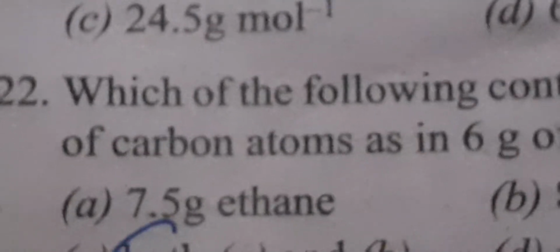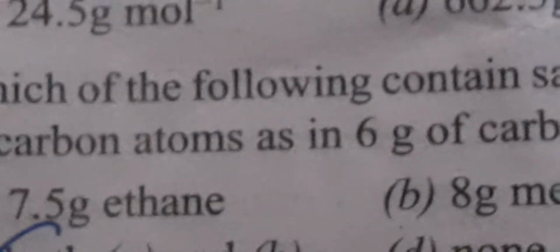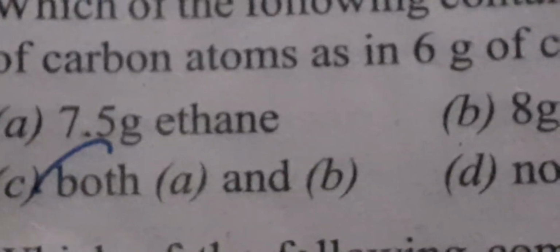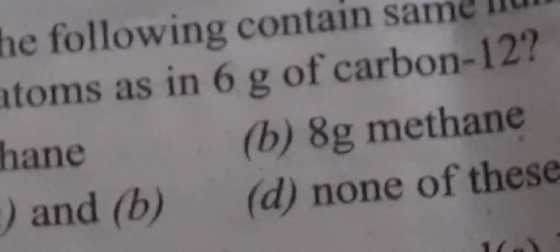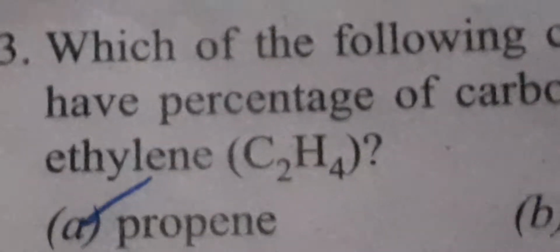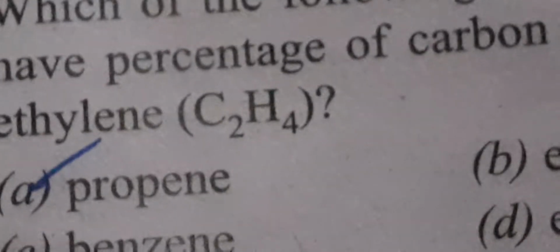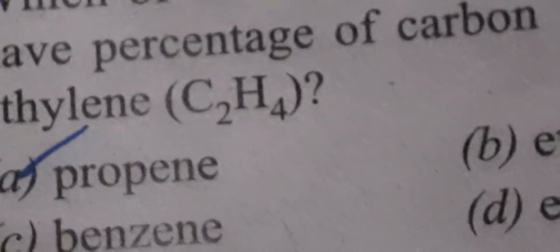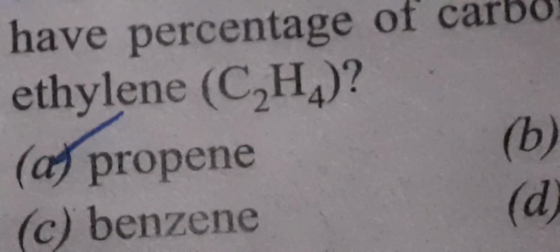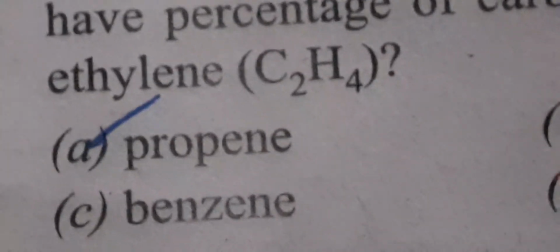Okay, next question is, which of the following contains the same number of carbon atoms as in 6 gram of carbon 12? Option C, both A and B, that is 7.5 gram of ethane and 8 gram of methane, both together. Okay, next one is, which of the following compounds has a percentage of carbon same as that in ethylene? Which has the same carbon percentage as ethylene? Propene, option A, propene.